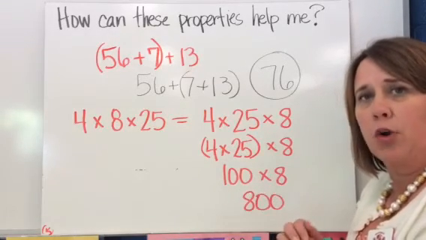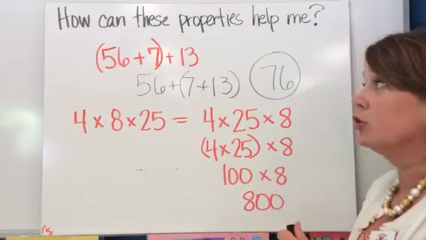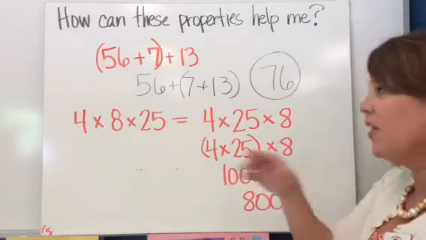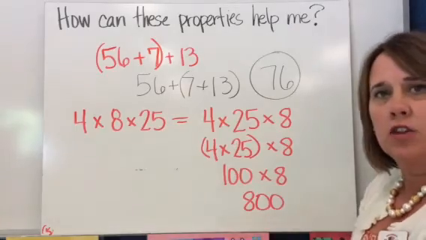That is how these different properties, the commutative, the associative, and the identity property, can help you both with mental math and when you have problems that are lengthy and you have to work them out.